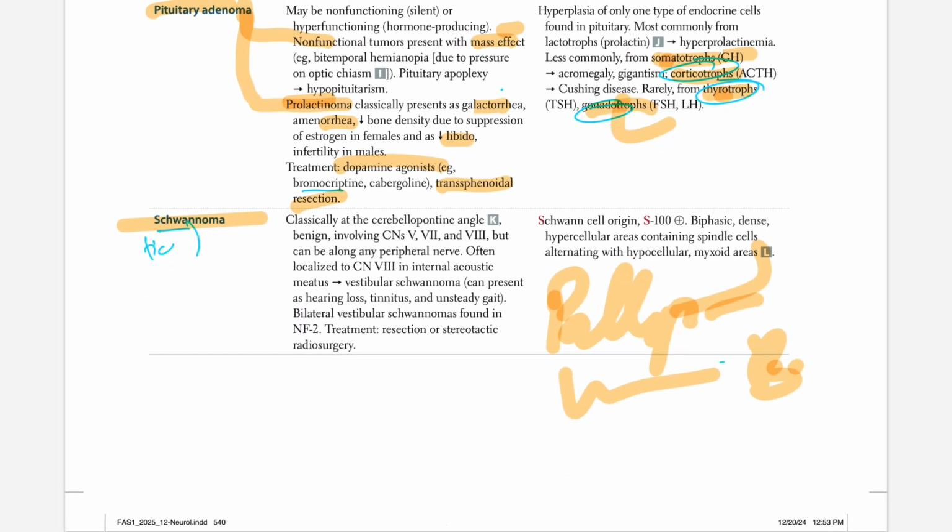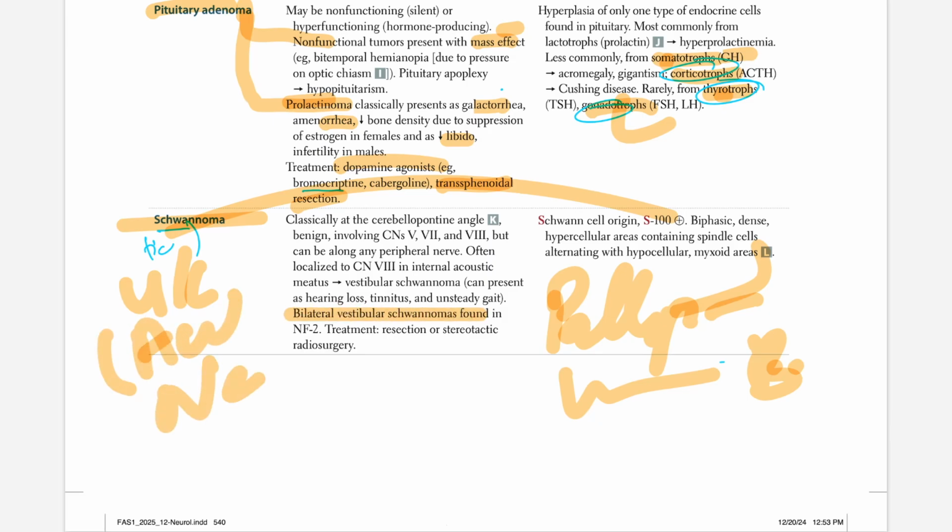Lastly, we have schwannoma. Schwannoma, as the name suggests, is of Schwann cell origin, S100 positive Schwann cells. If it's a unilateral schwannoma, it's called acoustic neuroma. And if it's a bilateral schwannoma, it is associated with NF2. It's going to affect the cerebellopontine angle, which contains cranial nerves 5, 7, and 8. When it affects the 8th, it's going to give you tinnitus, unsteady gait, and hearing loss.